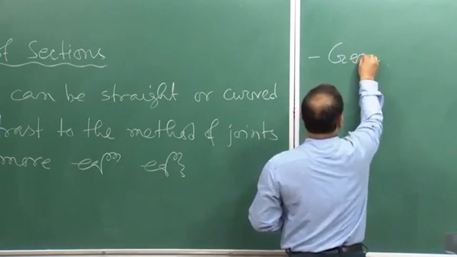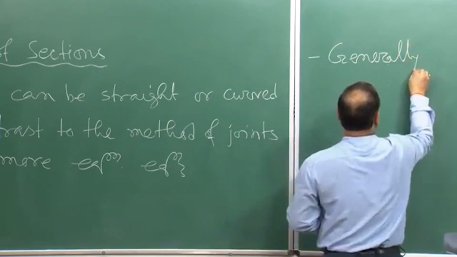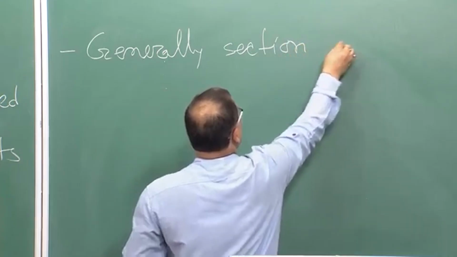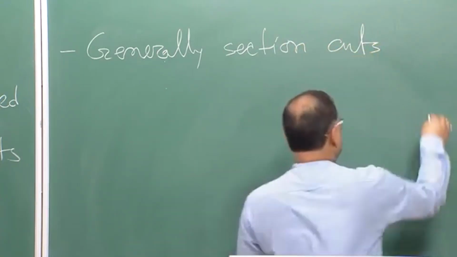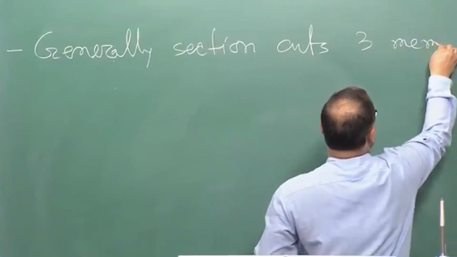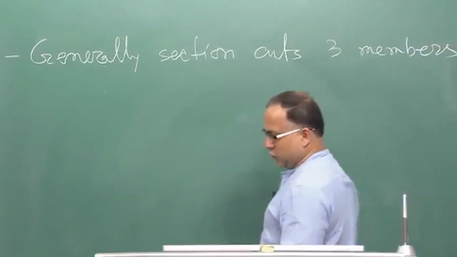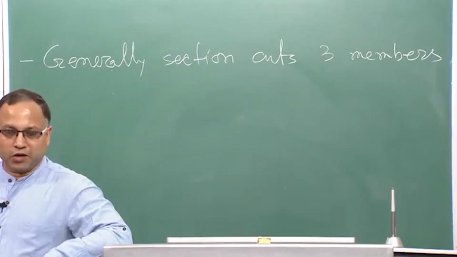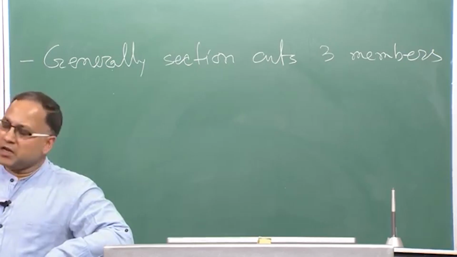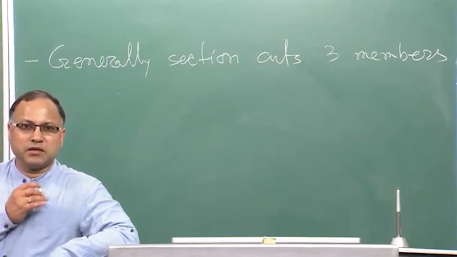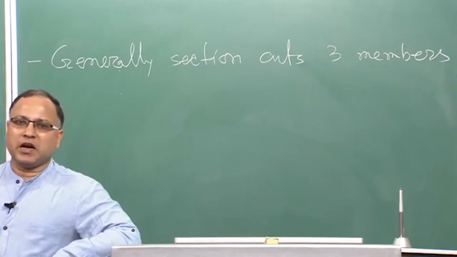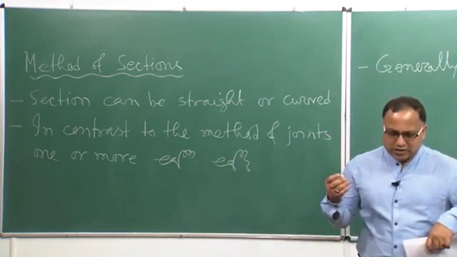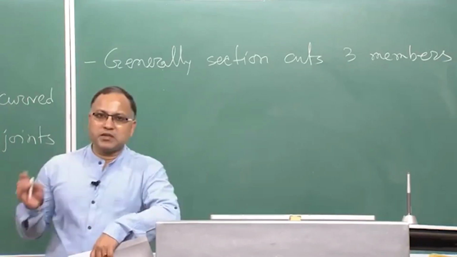Then the third point is that generally the section cuts three members. So, you will be choosing the section in such a way that it generally cuts 3 members. More than 3 members you should not cut, but of course, this is a general statement. Sometimes you may cut 4 members or maybe more than 4 members. That depends on the truss configuration; even if you cut 4 members you can still get the solution.